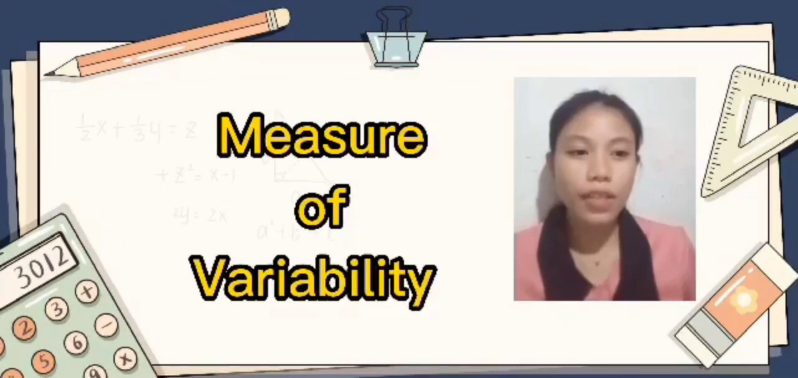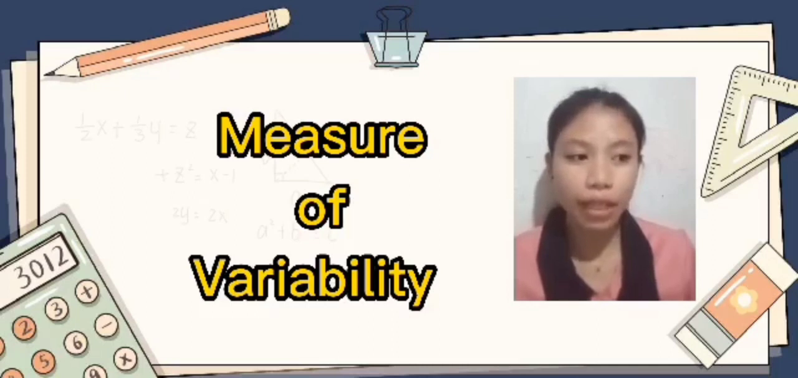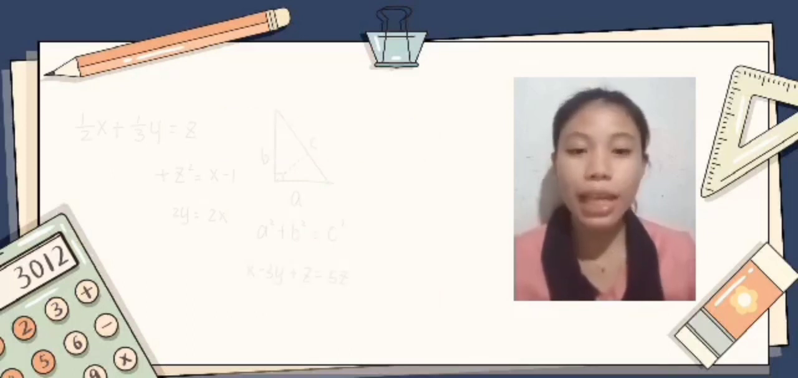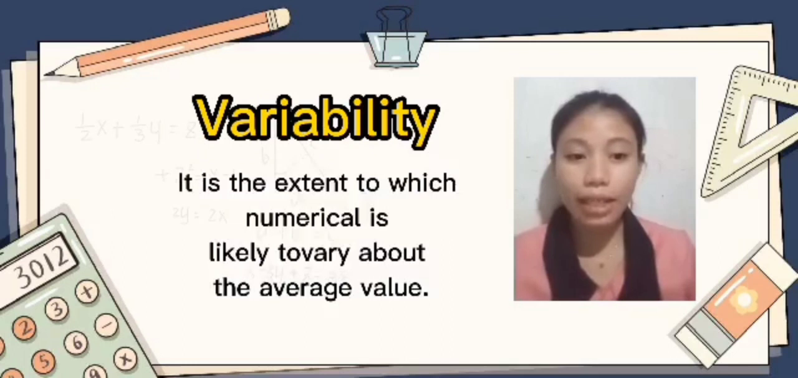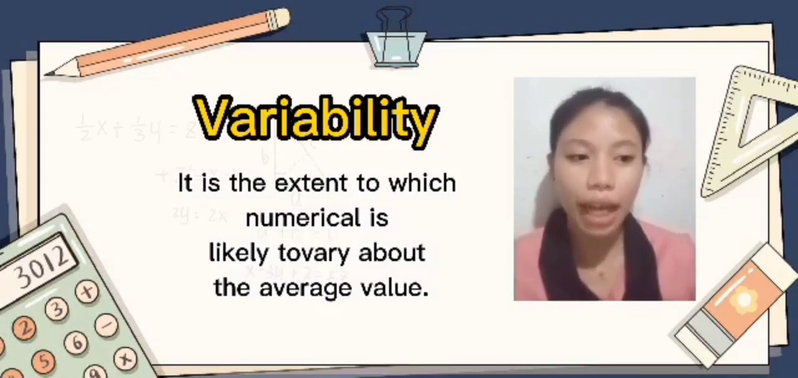The measures of central tendency are not sufficient to describe data. Two sets of data can have the same mean, but they are not entirely the same. Thus, to describe data, one needs to know the degree of variability. Variability is the extent to which a numerical value is likely to stray from the average value. It helps us understand how scattered the data in the distribution are.